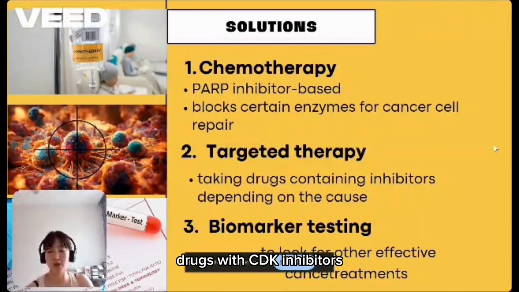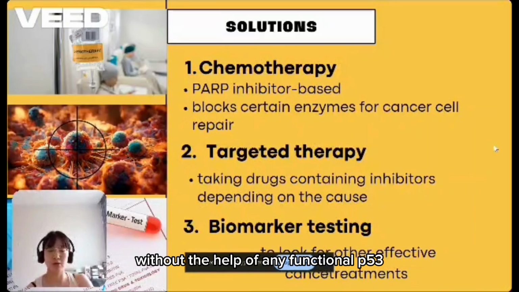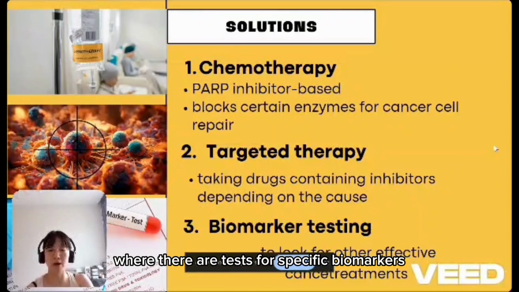For example, drugs with CDK inhibitors helps to activate p21 gene, and drugs with MDM2 inhibitors combining with DNA damaging drugs cause reversible cell cycle arrest. And lastly, drugs with histone deacetylase inhibitors activate the GADD45 without the help of any functional p53. Lastly, you could go for biomarker testing, where they will test for specific biomarkers so that you can look for other effective cancer treatments.